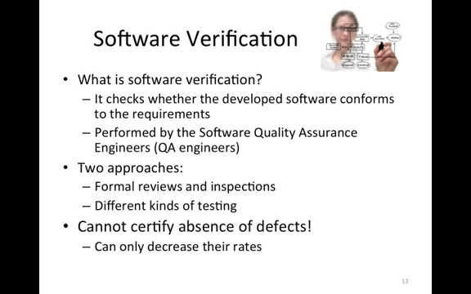And often in large organizations, there are people called software quality assurance engineers, QA engineers or QA staff, that do testing at the large level. They do formal reviews and inspections. That is, they can look at code. I sat in many, many code reviews where we pulled apart programs to make sure that they were right, as well as a variety of testing at many different levels. This cannot certify that there are no defects in the software.